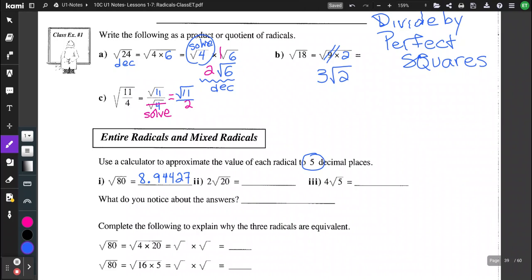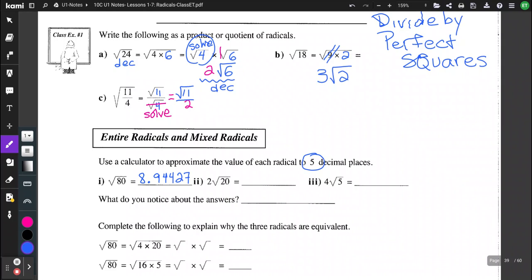Now, the next number has a number in front. So all you've got to do is write the times sign. So you're going to go 2 times root 20. So 2 times and then square root 20. Now, some calculators, you don't need to put the times sign in, because they're sitting side by side, your calculator should know to multiply them. But sometimes they don't. So get used to the habit of writing a times sign between them when they're multiplied.